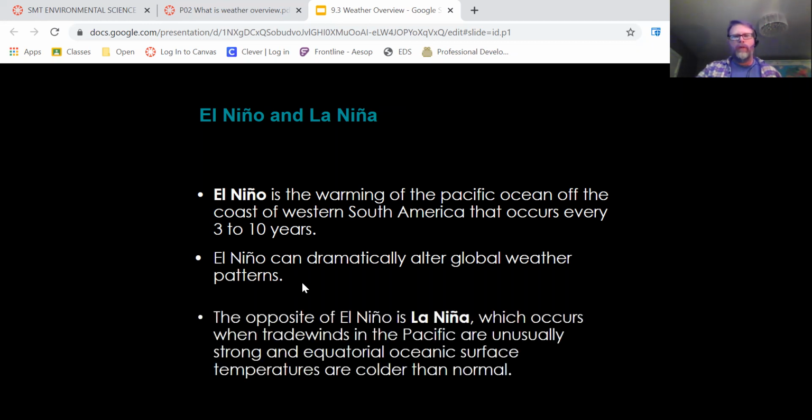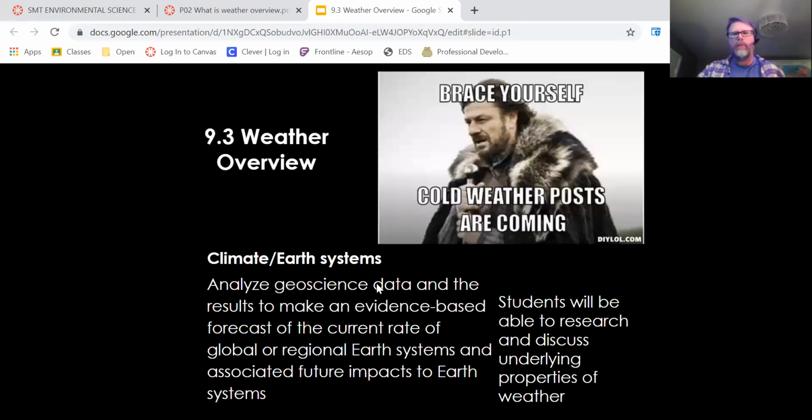The opposite of El Nino is La Nina, which occurs when trade winds on the Pacific are unusually strong and the equatorial ocean surface temperatures become cooler than normal. So El Nino is warm waters and greatly disrupted weather patterns, and La Nina is colder water, which gives much milder weather patterns. Okay, so that brings us to our weather overview.